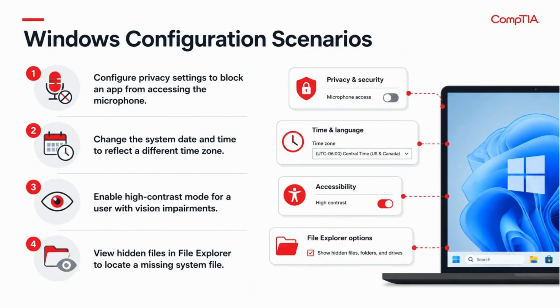Finally, practice these concepts with real-world scenarios. Block app microphone access, adjust your system time zone, enable high-contrast accessibility settings, or locate hidden system files. These tasks are key to mastering Windows configuration.